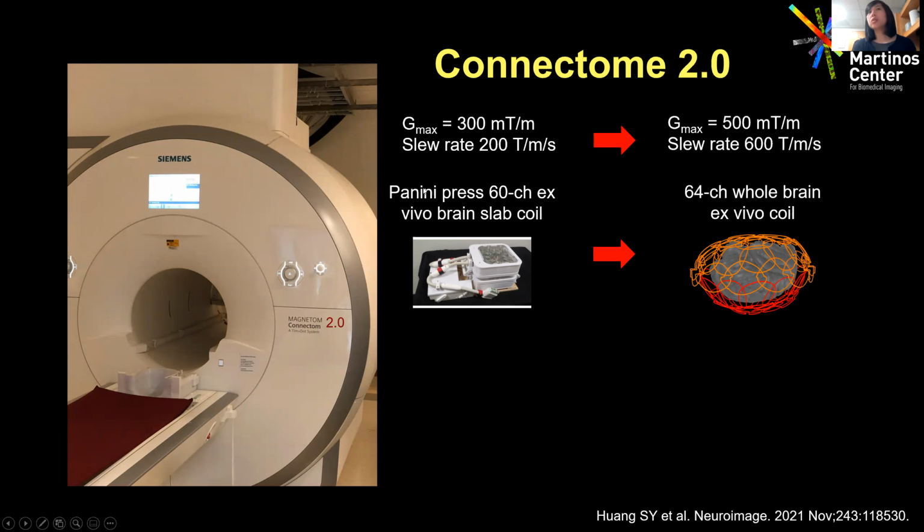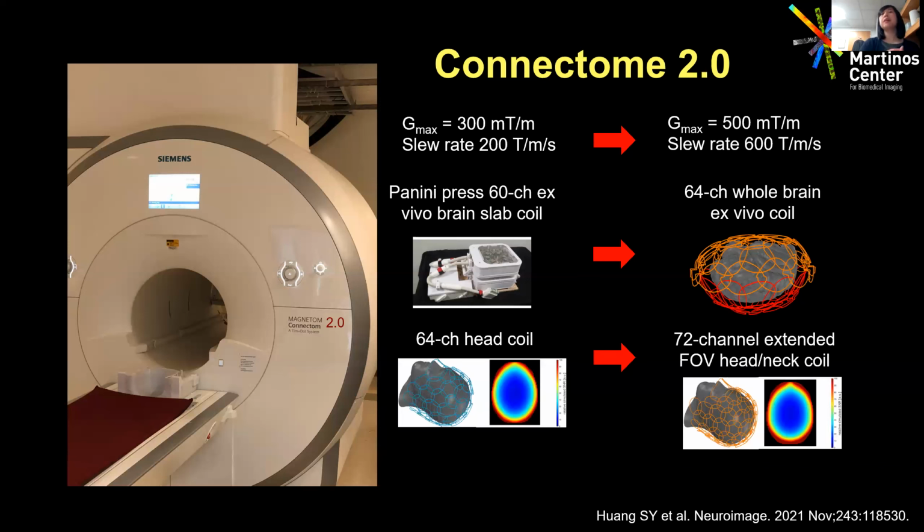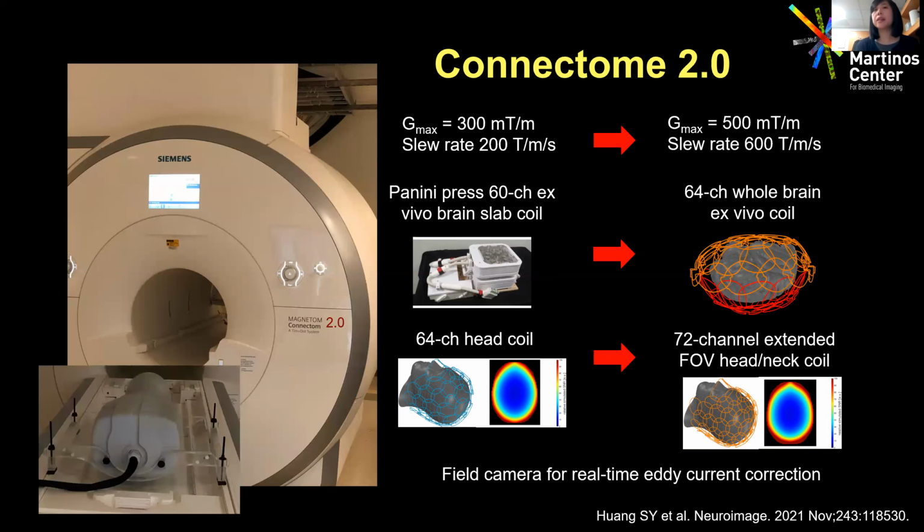In the original Human Connectome Project, we had ex-vivo brain slab coils that allowed us to get diffusion MRI measurements in thick sections of tissue. We're now converting that to get very high sensitivity whole brain ex-vivo imaging. Likewise for the 64 channel head coil, we're now extending that field of view. We're going to include portions of the brainstem and the parts of the neck that we can fit within this head-only gradient. And finally, an important component is this field camera for real-time eddy current correction, which I'll show in a few slides.